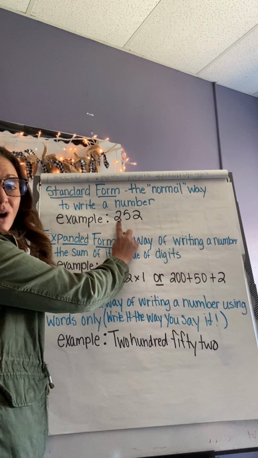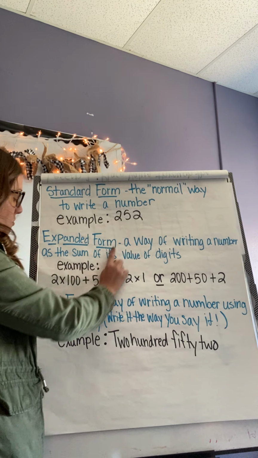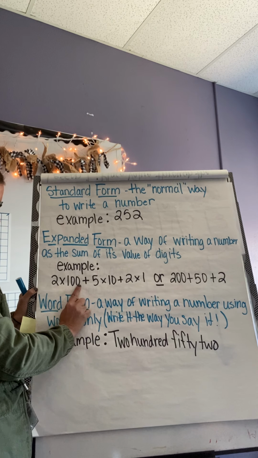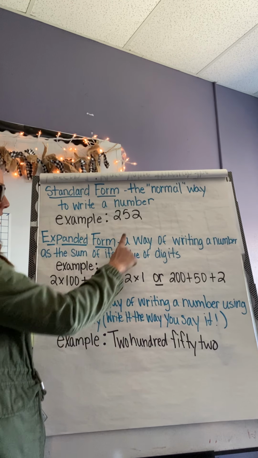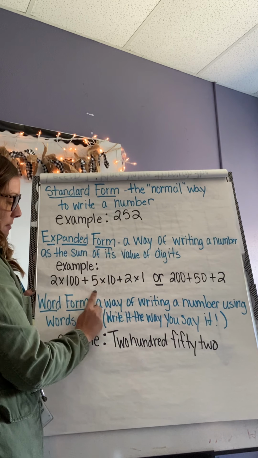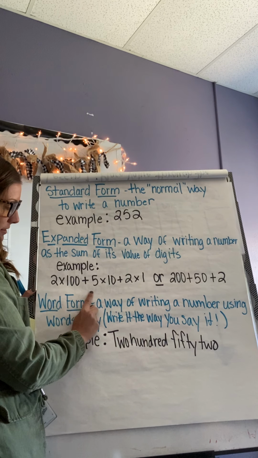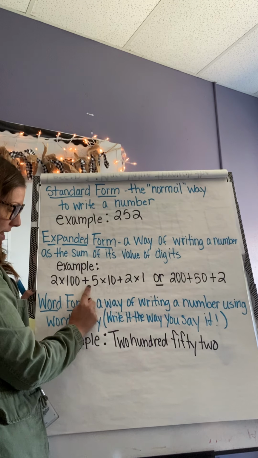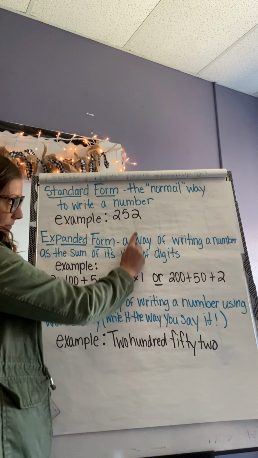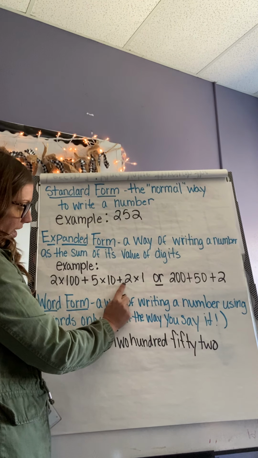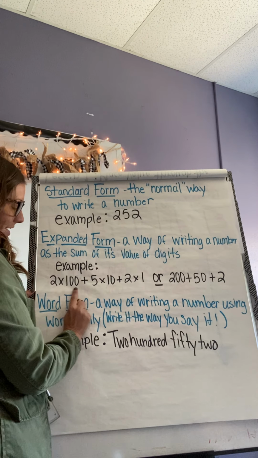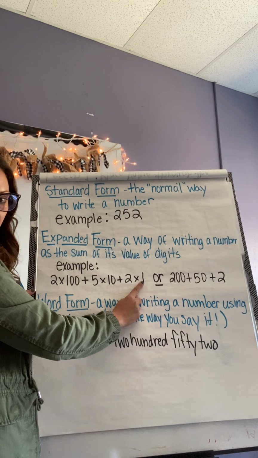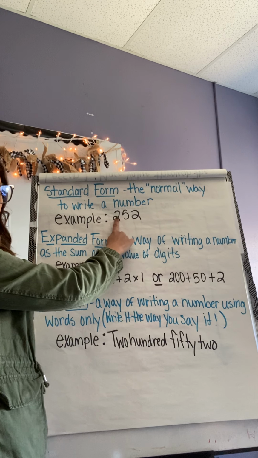I have 2 in my hundreds place, which means I have 2 hundreds. 2 times 100, just like we were working on before. I have 5 in my tens place, so I add the next value, 5 tens. And then I have a 2 in my ones place, so I add that value, 2 times 1. So this is the expanded way of writing this number, 252.